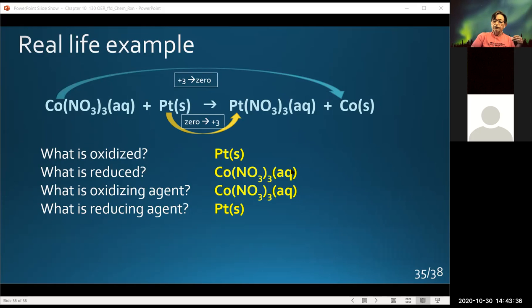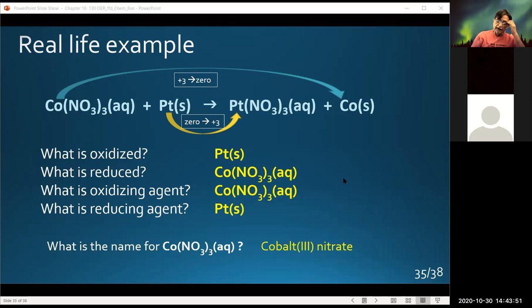And what is reduced is the cobalt 3 nitrate, the whole compound, not just the cobalt. You have to list the whole compound. The cobalt 3 nitrate is what is reduced, and it is the oxidizing agent. And we know that that's cobalt(III) nitrate, because we know the nitrates each are -1, and there are 3 of them. Okay.